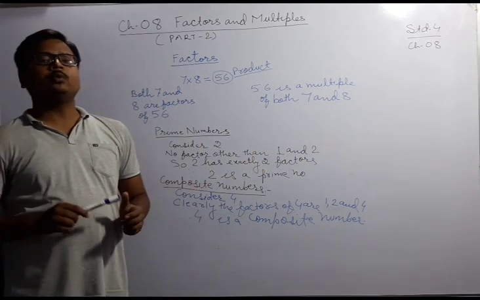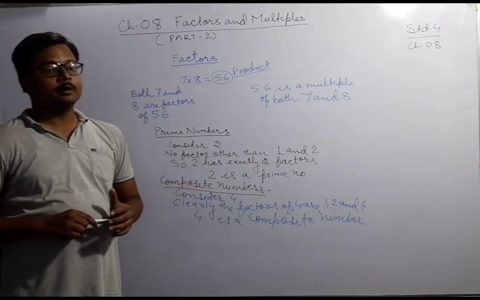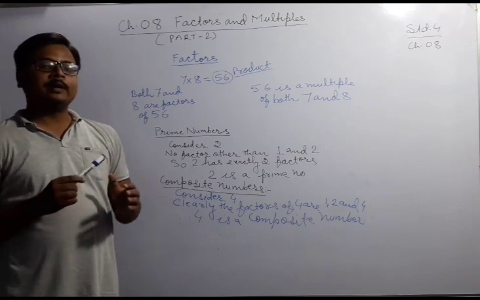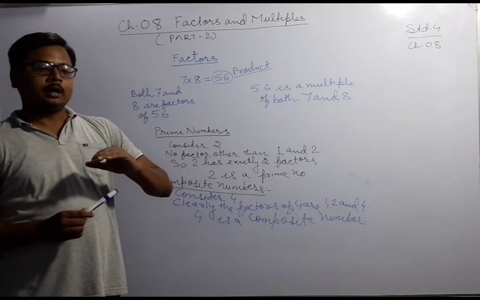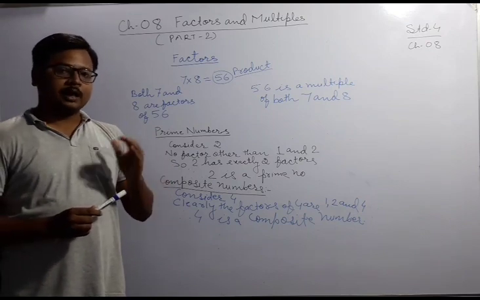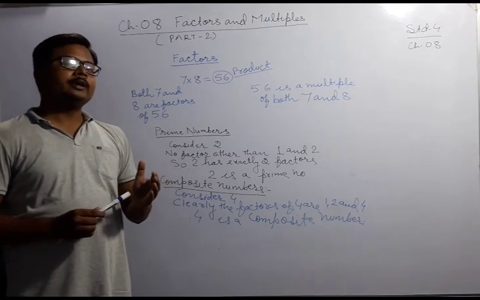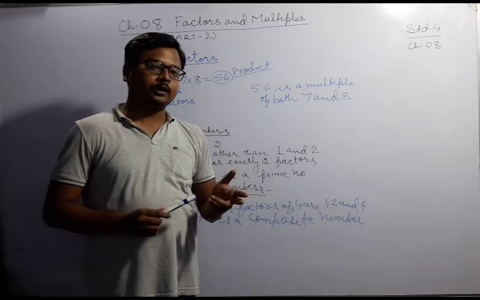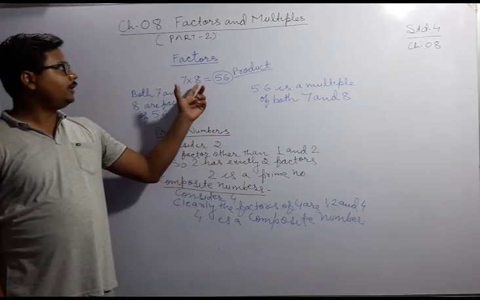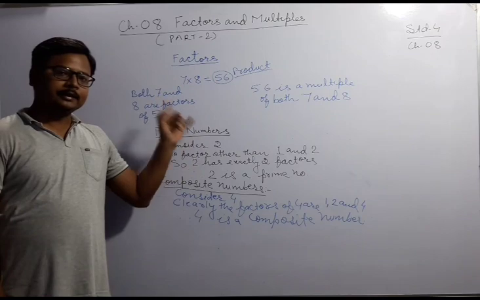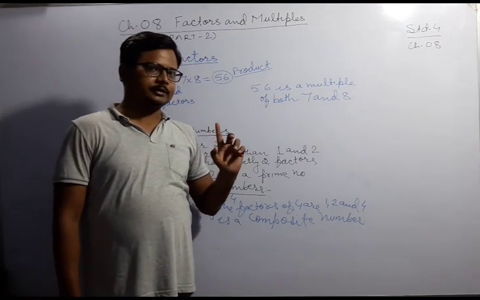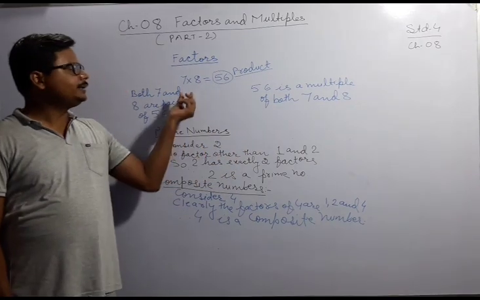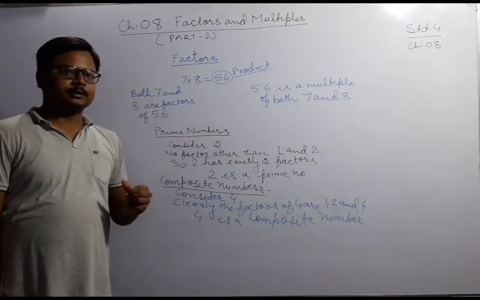So what do we understand by the term factors? When we multiply two numbers, the product which comes as the answer, the two numbers will be the factors of that product. Whether it is 7 into 8 equals 56, in this case 7 and 8 will become the factors of 56, as well as you can say 8 and 7 are the factors of 56.